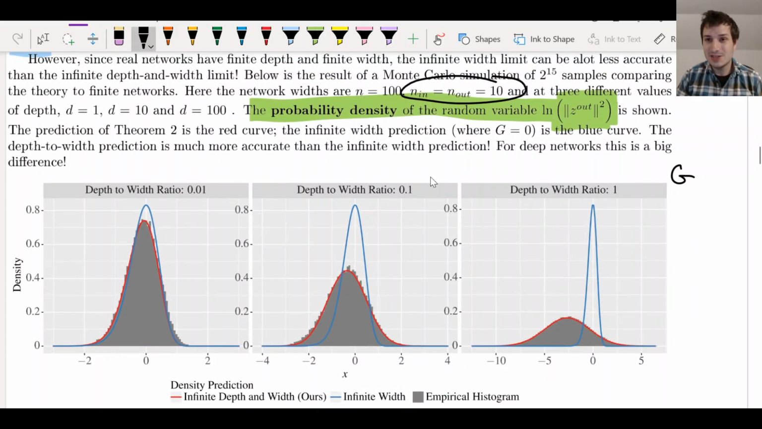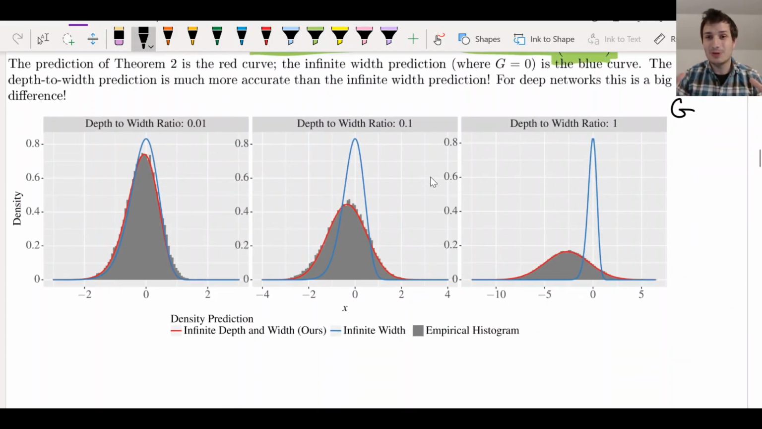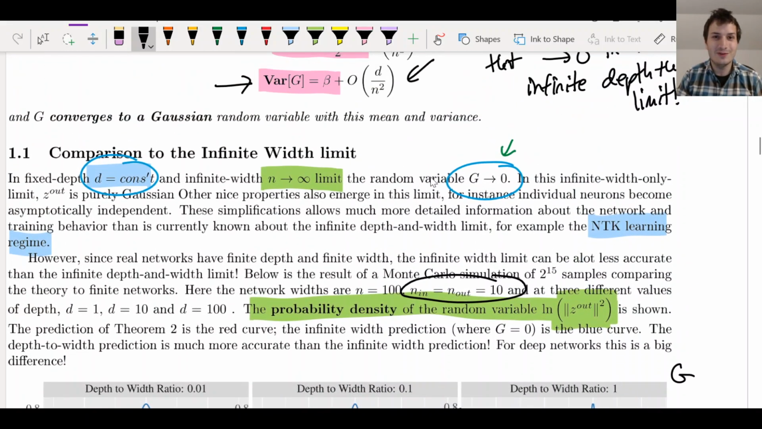But again, you can see that as the network gets deeper and deeper, you have more and more variance on a log scale, and this is really causing big fluctuations in the size of the network output. Okay, so that's the comparison to the infinite width limit.